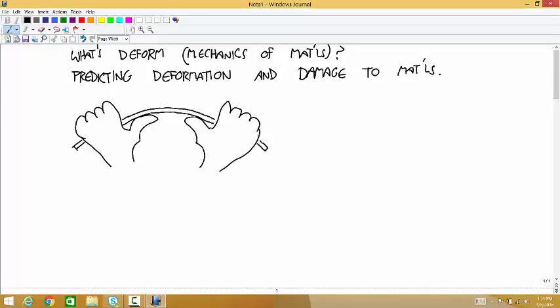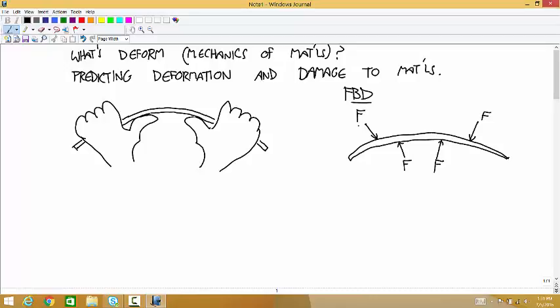In statics, mostly what we did was figure out how to calculate the external loads on objects. So think about what a free body diagram looks like of this stick when it's bent. You have a force pushing up from each thumb, say F. And then you have a force, let's call it F, pulling down from the fingers. So a free body diagram would look something like that. Those are all the external loads on the stick.